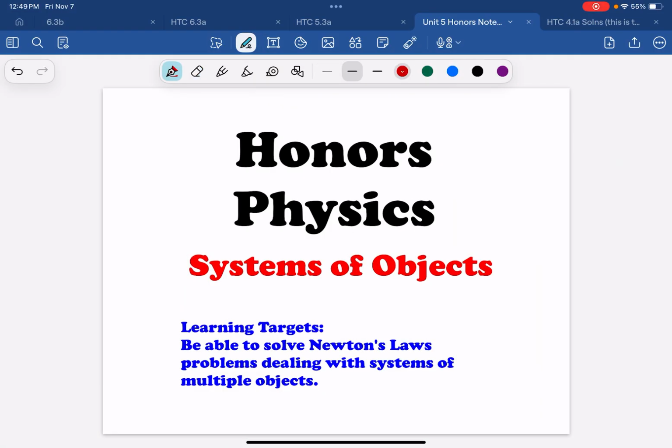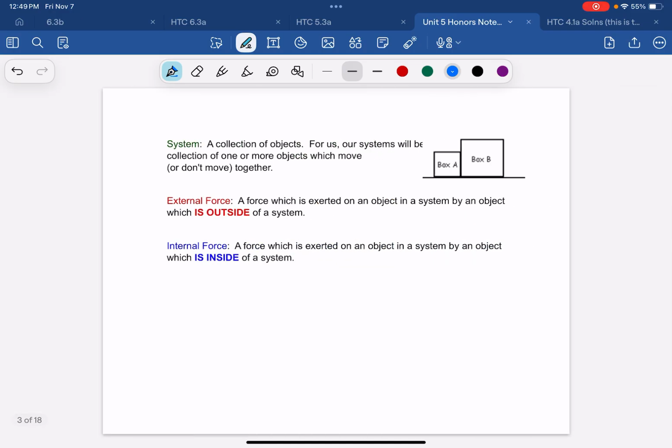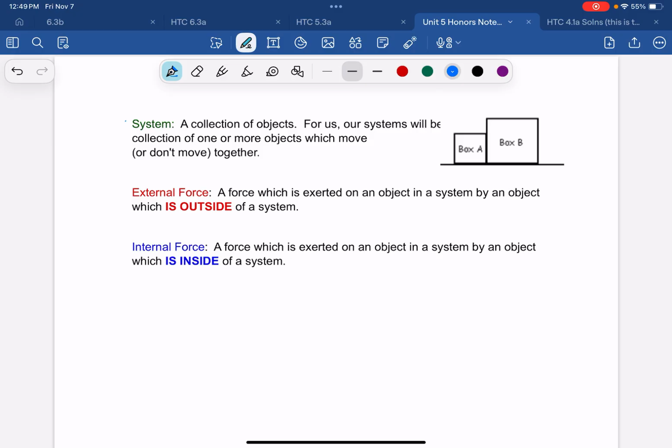So in this video, we're going to learn about what is called a system of objects. Before we do anything, I guess we should define the word system. A system is just a collection of objects. And for us, our system is going to be a collection of one or more objects that move, or maybe they don't move, but whatever they're doing, they're going to do it together.